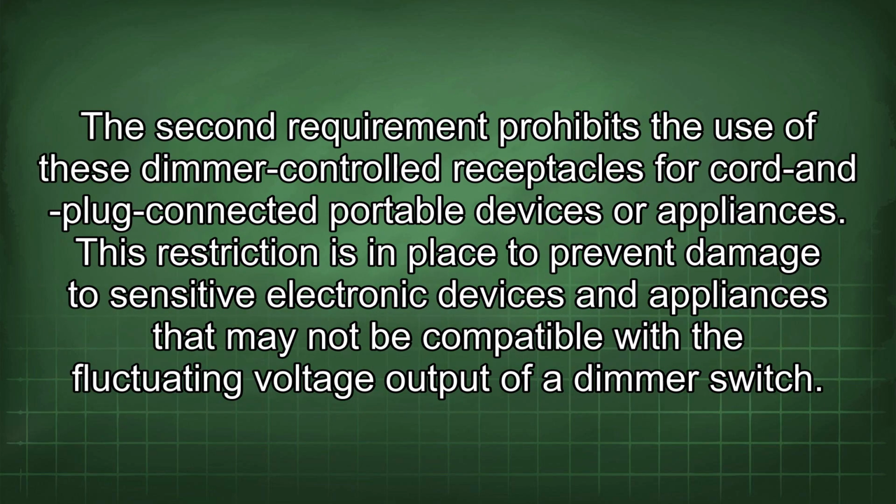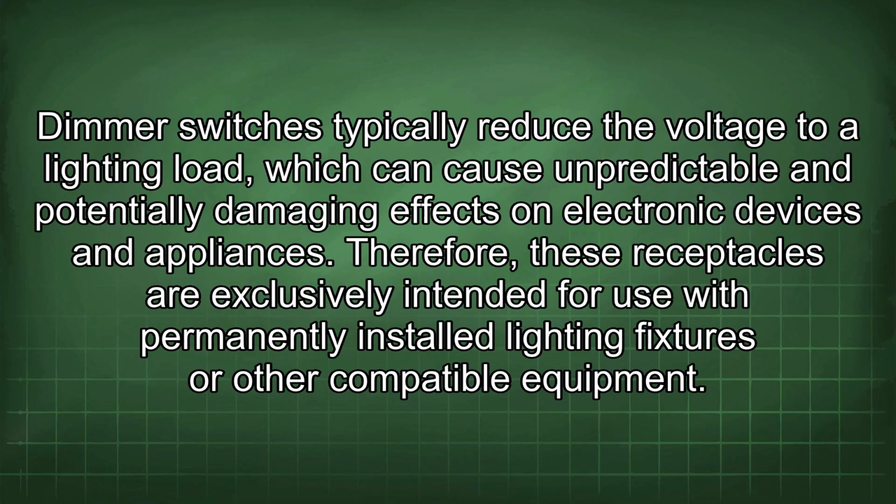The second requirement prohibits the use of these dimmer-controlled receptacles for cord and plug connected portable devices or appliances. This restriction is in place to prevent damage to sensitive electronic devices and appliances that may not be compatible with the fluctuating voltage outputs of a dimmer switch. Dimmer switches typically reduce the voltage to a lighting load, which can cause unpredictable and potentially damaging effects on electronic devices and appliances. Therefore, these receptacles are exclusively intended for use with permanently installed lighting fixtures or other compatible equipment.